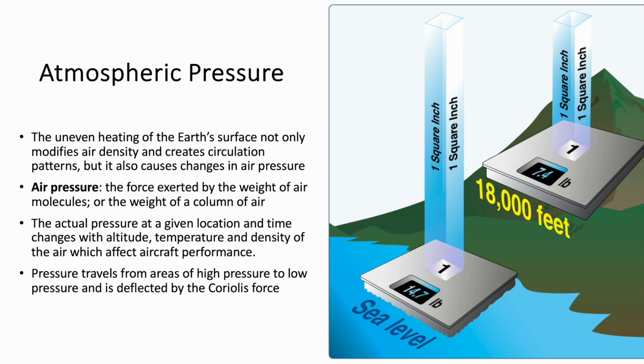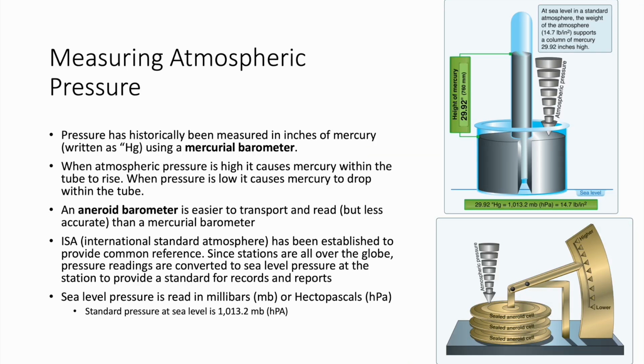Atmospheric pressure, you can think of that as the weight of a column of air. So at sea level, atmospheric weight is going to be about 14.97 pounds. And if you go up to 18,000 feet, about half of that. So it's the force exerted by the weight of air, and it's going to change. So a couple things can change it: temperature, altitude, air density. Different ways to measure atmospheric pressure.